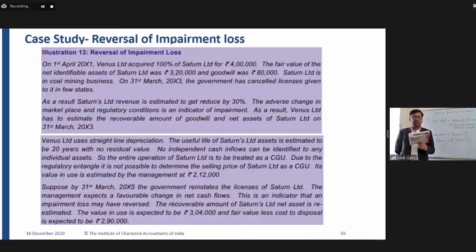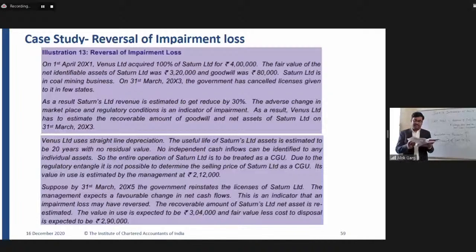Suppose by 31st March 2005, the government reinstated the license of Saturn Limited. So after 2 years, the government reinstated the license, and now the management is expecting a favorable change in net cash flows. This is an indicator that an impairment loss may have reversed. The recoverable amount of the Saturn Limited net assets is re-estimated. The value in use is expected to be 3,04,000 and fair value less cost of disposal is expected to be 2,90,000. So in this question, three pieces of information are given.